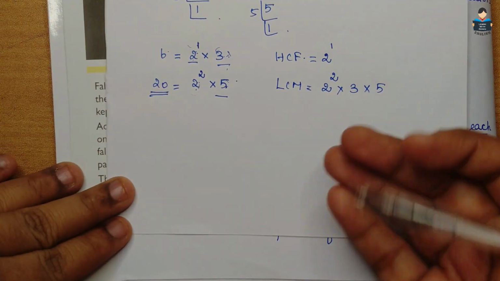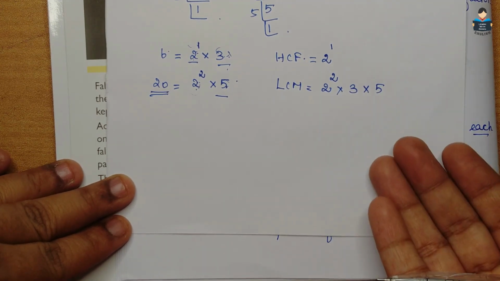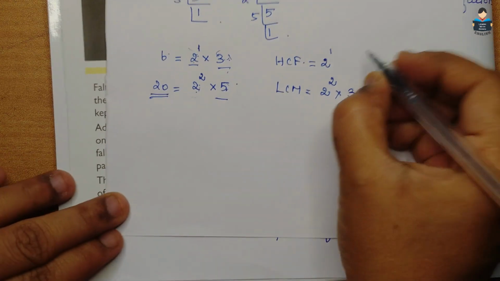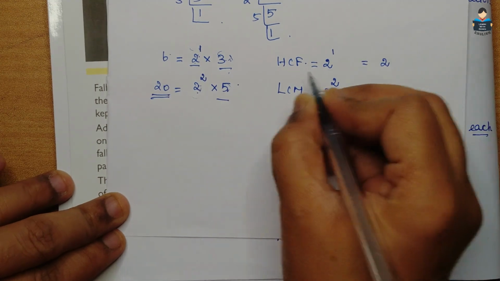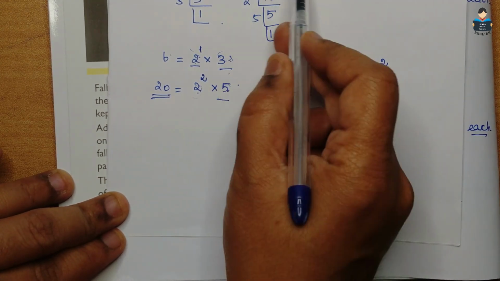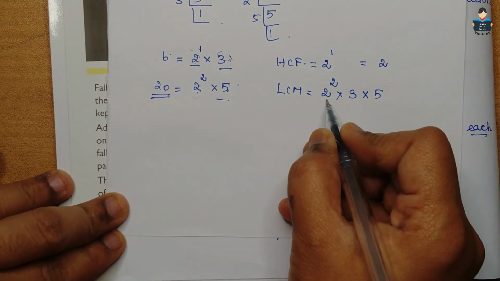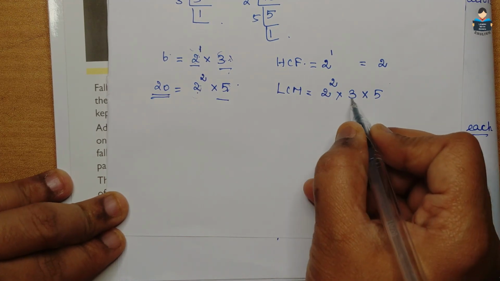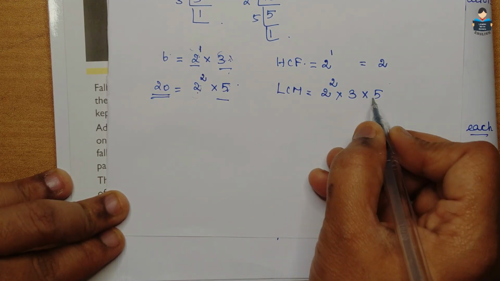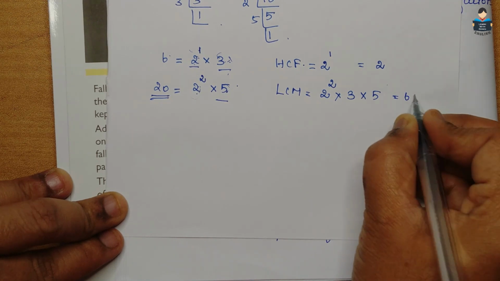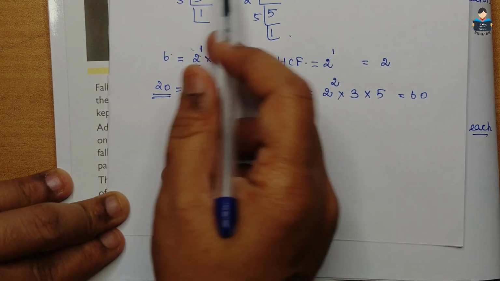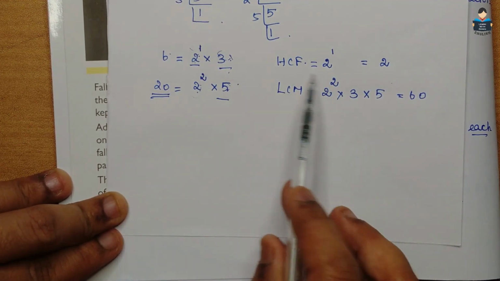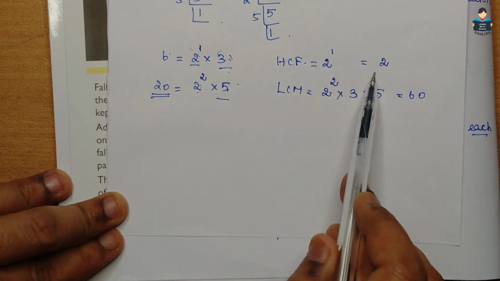This will be more clear when we start seeing the exercise sums. The HCF of these two numbers is 2 and the LCM is 2 square, which is 4. 4 into 3 is 12, 12 into 5 is 60. So the LCM of these two numbers is 60 and the HCF of these two numbers is 2.